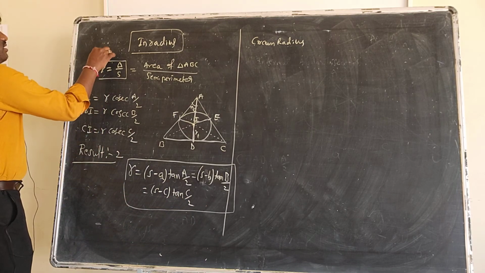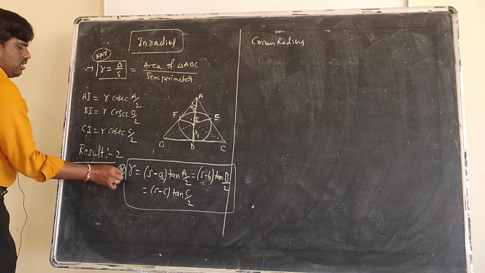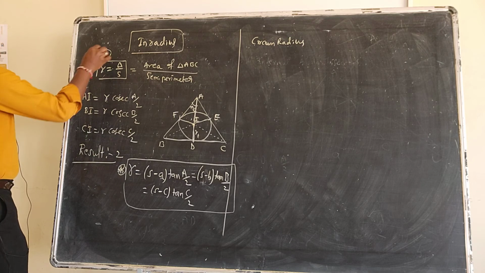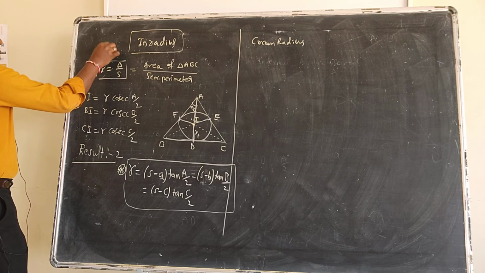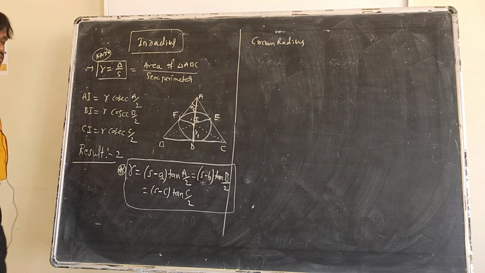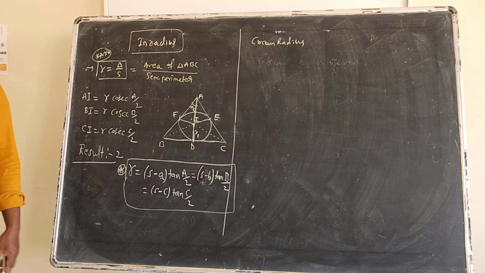Mostly we will use this one. If this one does not work, then we will go for this one. In most cases, both formulas are useful. But in JEE, this one is used in most cases. Some rare times this one may also be used. So to find the in radius, another formula is S minus A into tan A by 2, S minus B into tan B by 2, S minus C into tan C by 2.